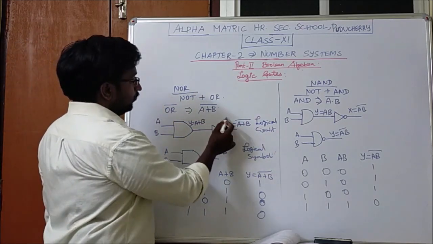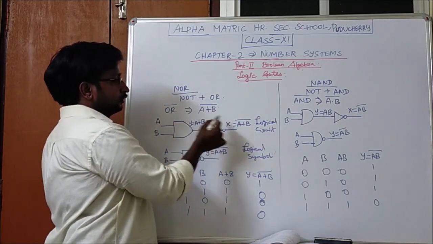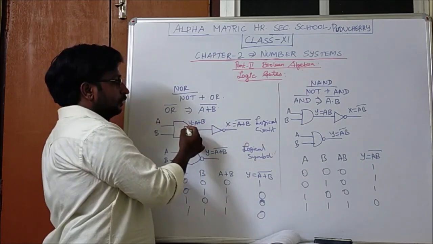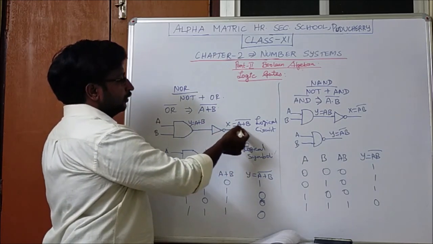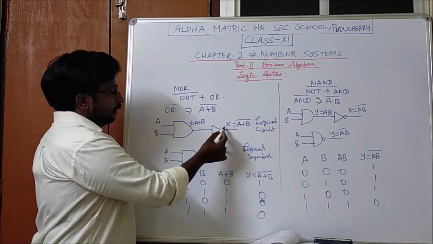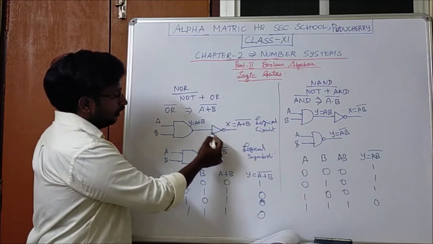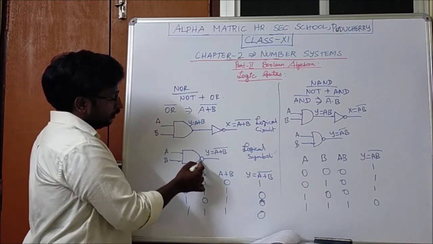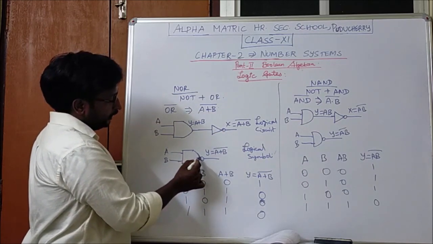So that is, I have used a new variable. Since I have already used y as a variable, I have used a new variable. So it is the inverse. In writing the logical symbol, I am just using the bubble of the NOT operator after the OR operator.